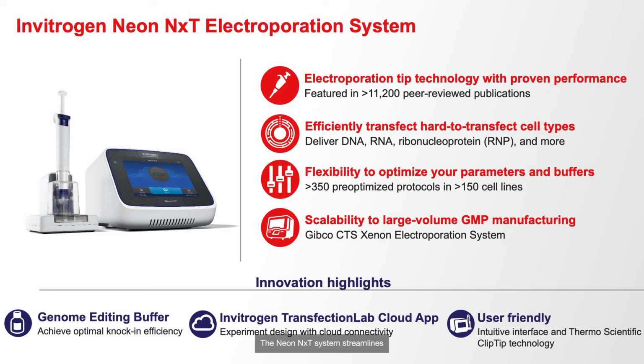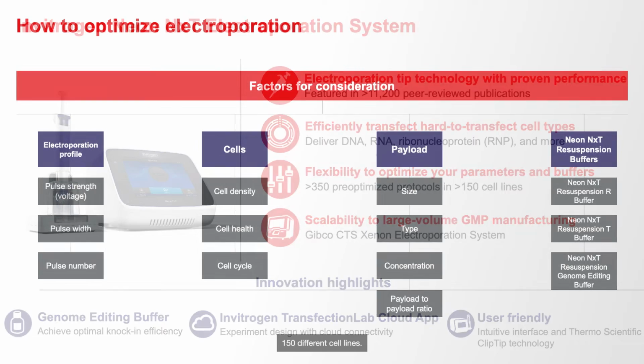The Neon NxT system streamlines the electroporation process for fast and efficient delivery via simple, flexible, and customizable protocols using our electroporation tip technology, where the electroporation takes place inside of the pipette tip, featured in over 11,000 peer-reviewed publications. The system allows researchers to optimize their electroporation parameters to efficiently transfect hard-to-work-with cells, but also includes over 350 pre-optimized protocols in over 150 different cell lines.